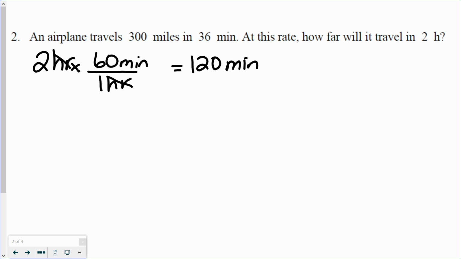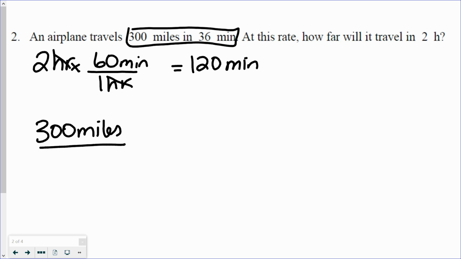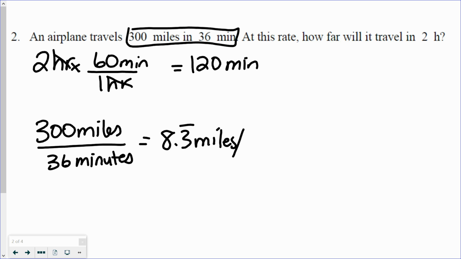Now I want to find out the rate that the plane is going from these pieces of information. So we know that it's traveling 300 miles in 36 minutes. To get our unit rate, we need to divide 300 by 36, and that gets me 8.3 repeating miles per minute. So again, that's a unit rate because it's saying per one of something. So per 1 minute, the plane is traveling 8.3 miles.